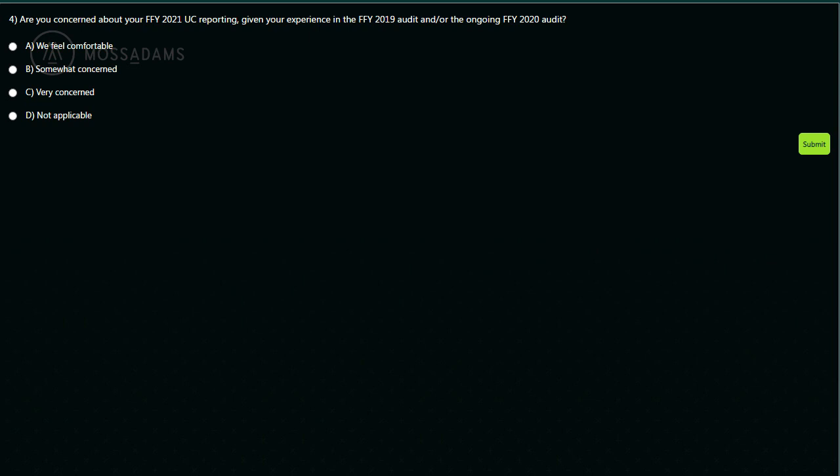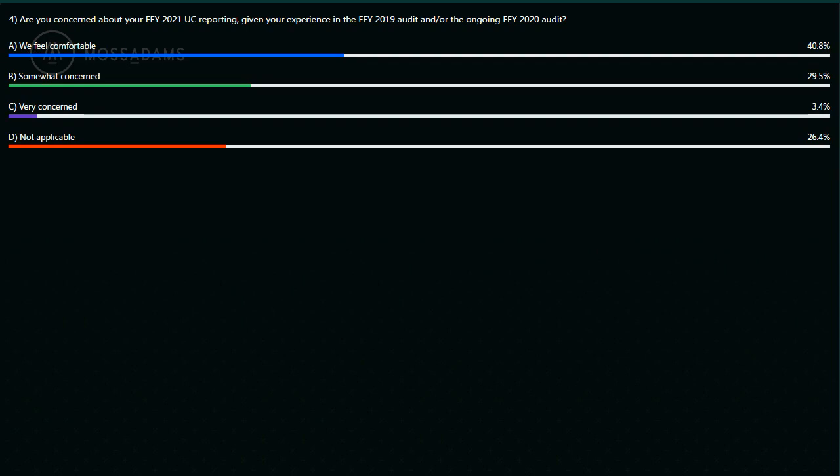All right, let me pull up the results here. Okay, so about 40% saying comfortable, a little over 30% somewhat concerned. I think that's kind of right in line with what we're seeing on our side. These S10 audits vary by MAC, vary by auditor, are obviously getting more detailed as the audit protocol gets more detailed and the auditors get more comfortable with these audits. There's just more data requirements, and we'll go into some of those. So certainly can understand why there's some concern with these ongoing audits.